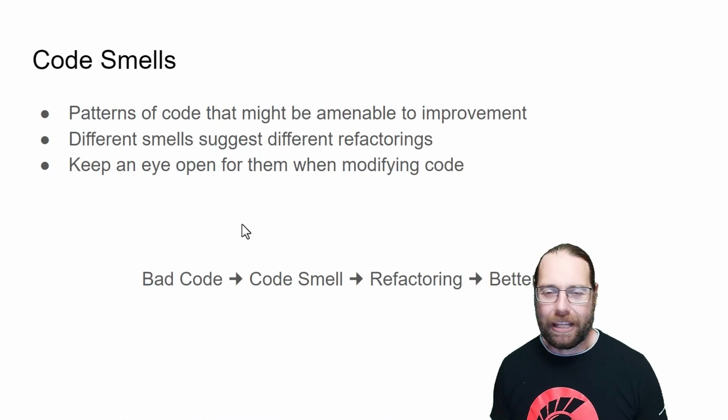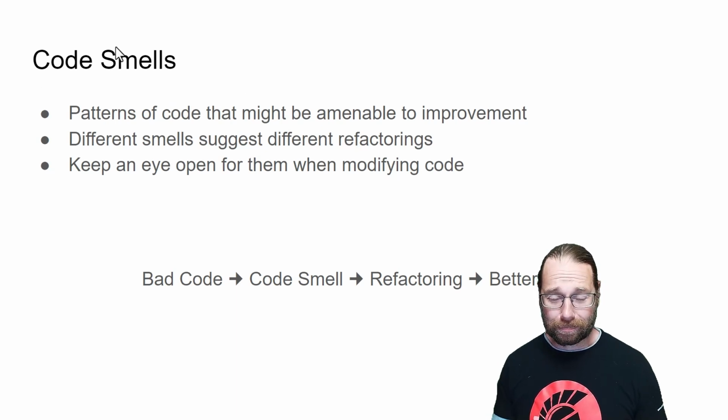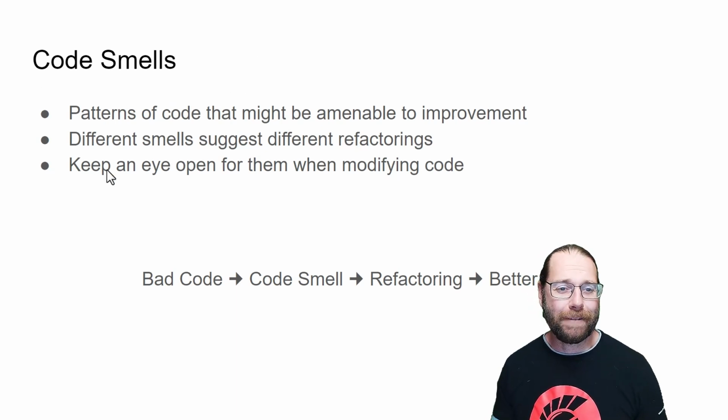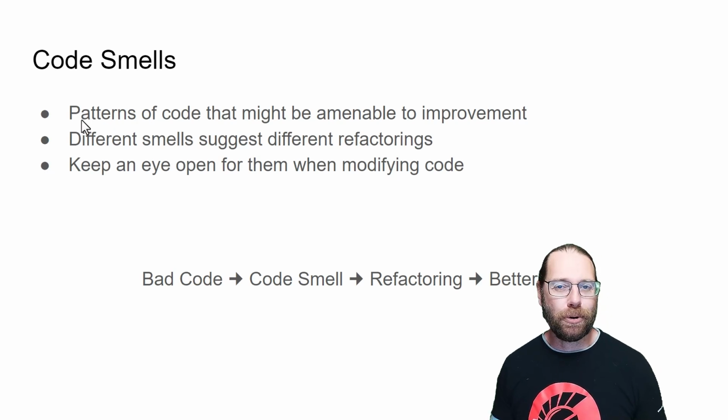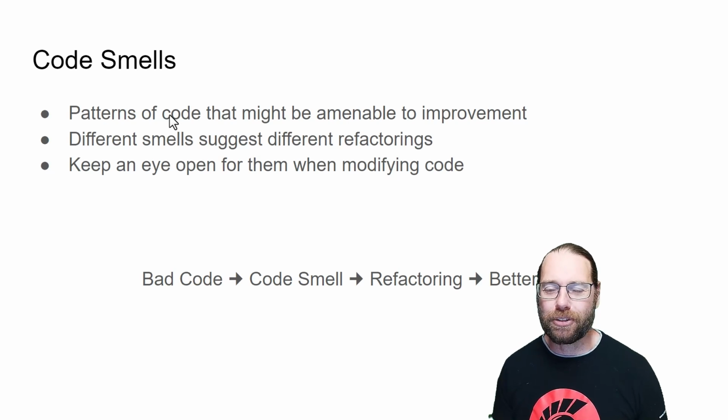Now, I'm not directly going to talk about code smells in this talk, but I thought I'd mention it because you'll come across it in the literature if you're reading up on refactoring. It's basically patterns in code which lend themselves to certain refactorings. Different smells suggest different types of refactorings. It might be you have a large method, and so you might use extract method to break that method down into smaller, more manageable chunks.